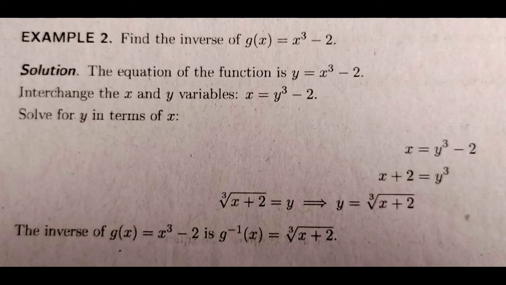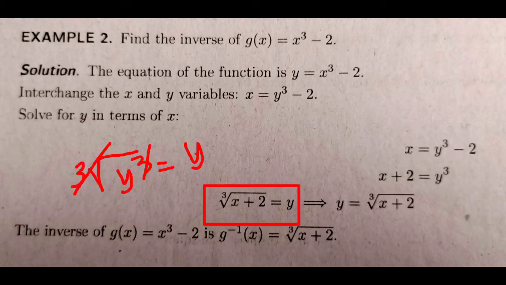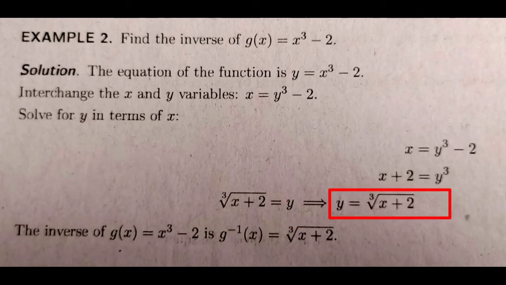The last step is for us to solve for the value of y in terms of x. So you have x is equal to y cubed minus 2. Transpose negative 2 to the other side, which becomes positive 2. You will have x plus 2 equals y cubed. For us to remove the cube on y, we are going to get the cube root. So you have the cube root of x plus 2 is equal to the cube root of y cubed, that is now equal to y. Therefore, y is equal to the cube root of x plus 2.